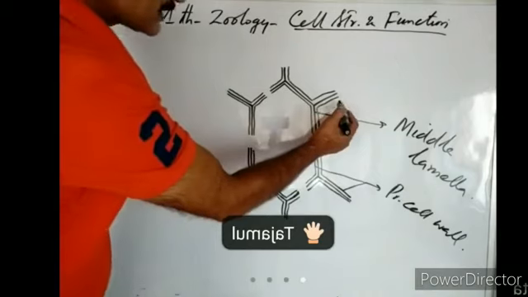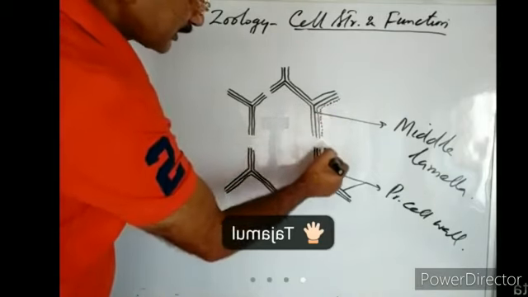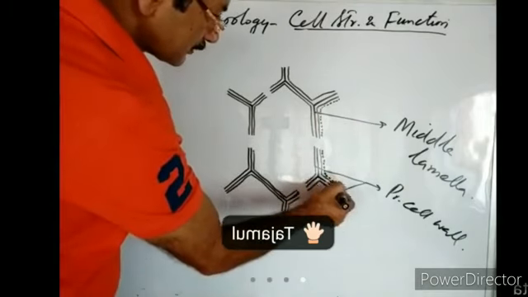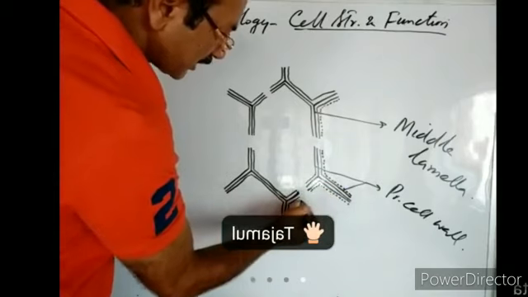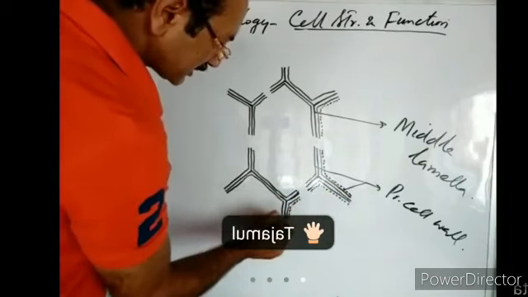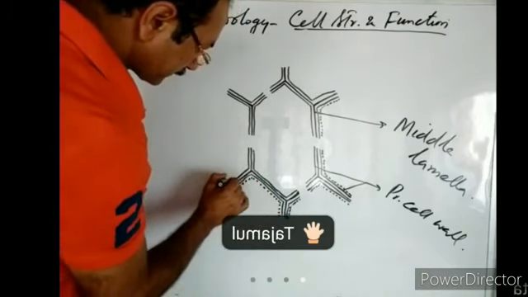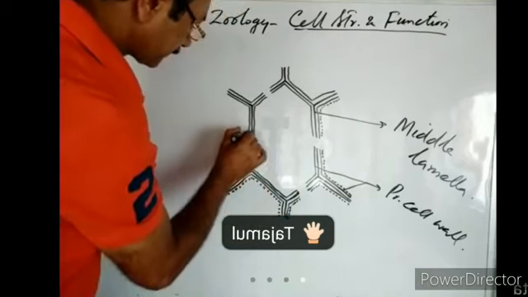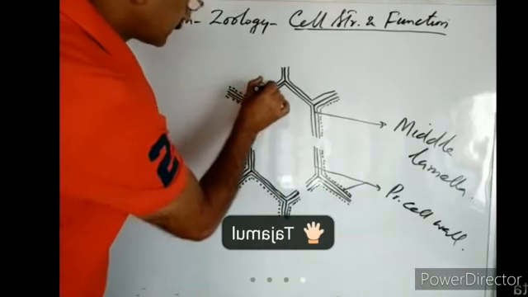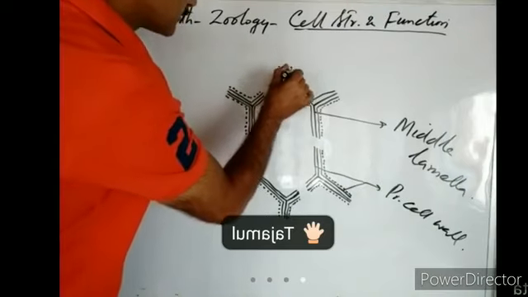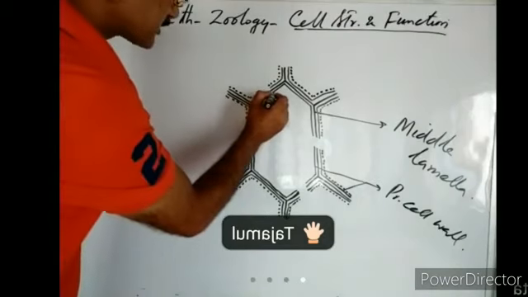Then on this primary cell wall, a secondary cell wall is there. So I will show the secondary cell wall dotted here. After the formation of primary cell wall, a secondary cell wall is formed. This is the secondary cell wall. I will show it dotted here so that you may not get confused. This secondary cell wall is also present internally.